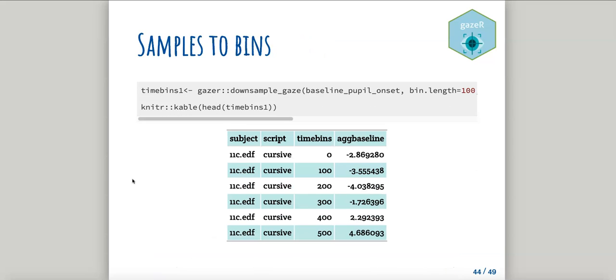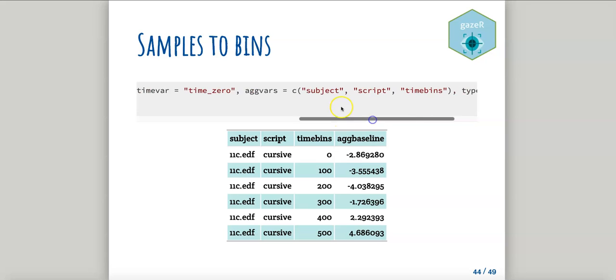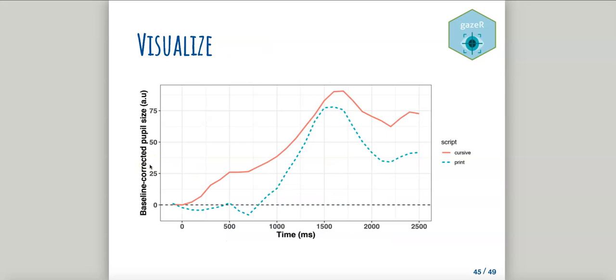Next, you'll want to downsample your data. As I said before, most eye trackers sample at very high rates, and you don't need that for pupil data. So you can use the downsample_gaze function, and you'll need the baseline pupil onset data frame of all of your pupil data, the bin length, which is the size of your bins, here 100 milliseconds, your time variable, and also the variables that you want to aggregate on. So here it's subject, script, and time bins. This produces a nice data frame with subject, script, time bins, and also our baseline pupil size within those time bins. And once you've done that, you're ready to visualize your data.